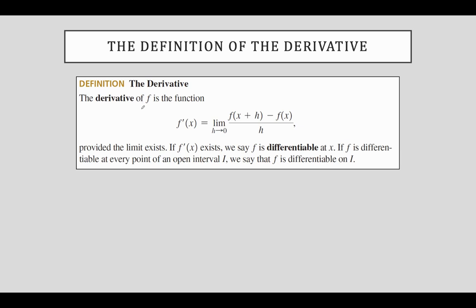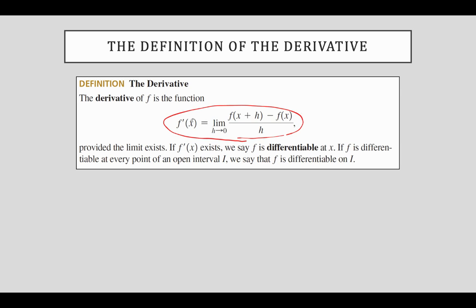The derivative of f is the function, denoted f prime of x, that's f with an apostrophe. F prime of x is equal to the limit as h approaches 0 of f of x plus h minus f of x all divided by h. All right, so very, very, very important formula. Make sure you know this formula by heart.